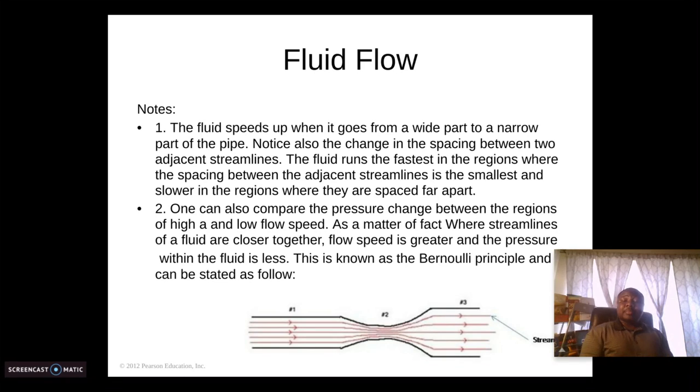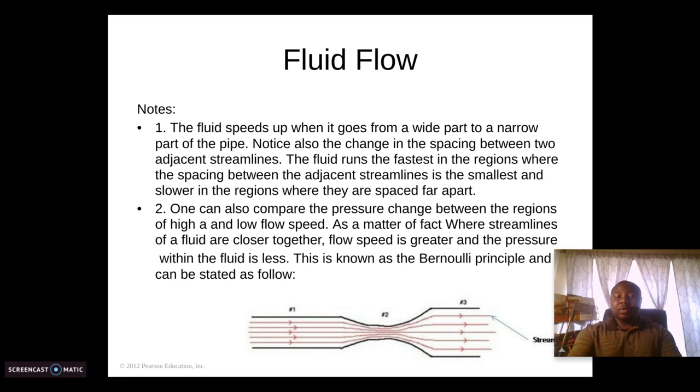Now, the second thing we can get from this diagram is that one can also compare the pressure between regions of high and low speed. Because the speed in region 1 is lower than the speed in region 2, the pressure in region 1 will be greater than the pressure in region 2. So it's an inverse relationship. Because the speed in region 1 is lower than the speed in region 2, the pressure in region 1 will be higher than the pressure in region 2.